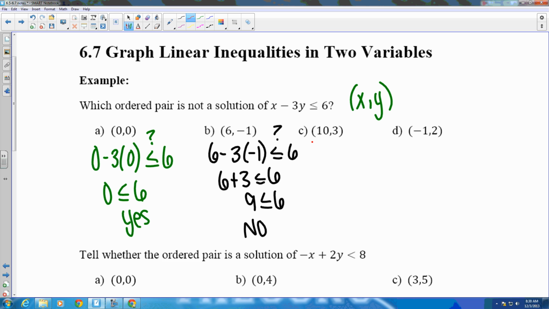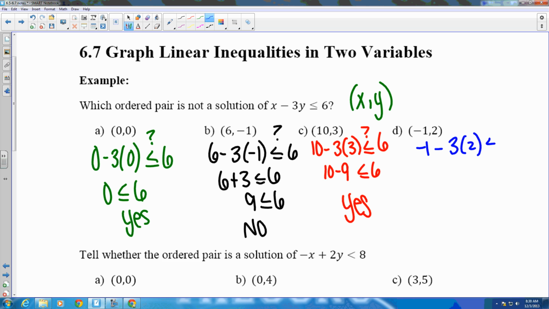C, 10 minus 3 times 3, less than or equal to 6. 10 minus 9, which is 1, yes. And D, negative 1 minus 3 times 2, less than or equal to 6. Negative 1 minus 6 is negative 7, which is less than or equal to 6, yes.